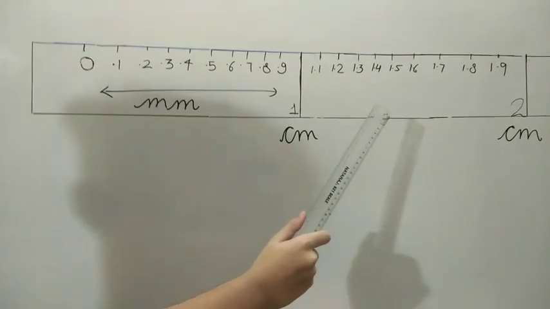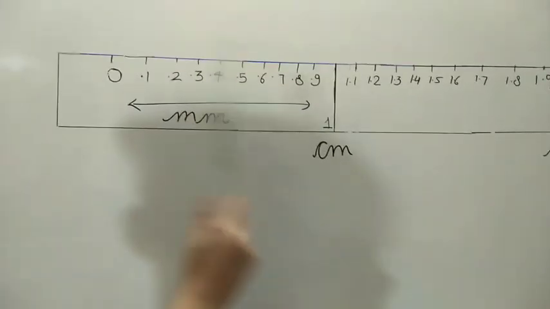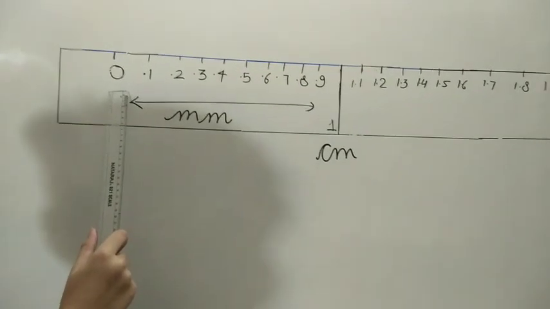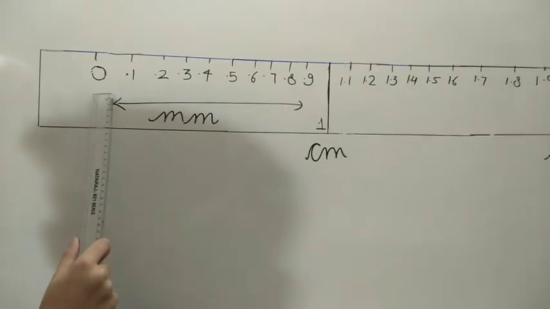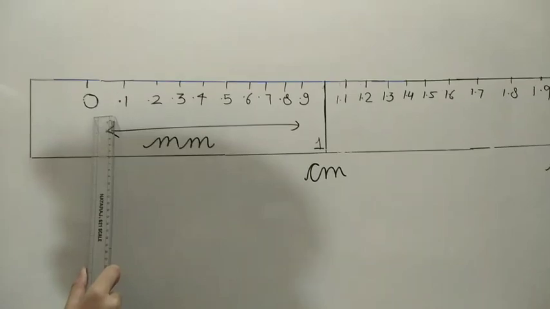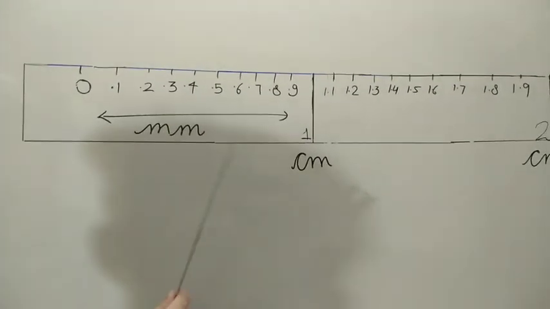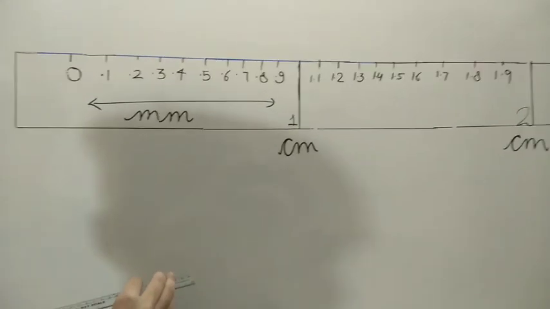Okay, when you draw the line, you have to start the line from the 0 point. From here you have to place your scale, then you have to draw the line. Okay, 1 meter equals how many centimeter? 100 centimeter. I will show you. Look there.